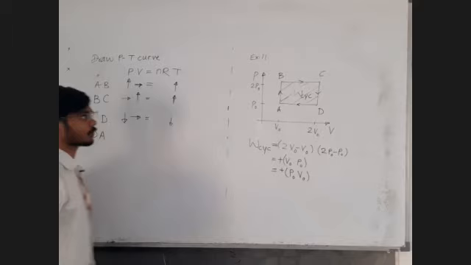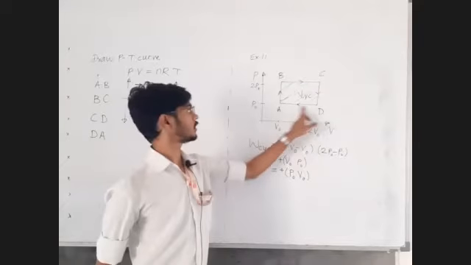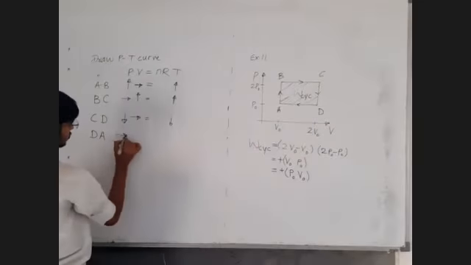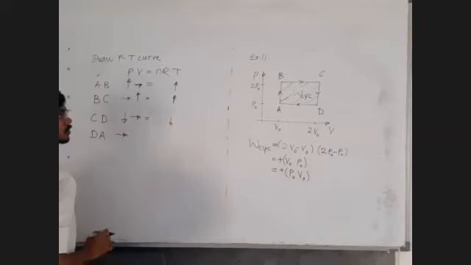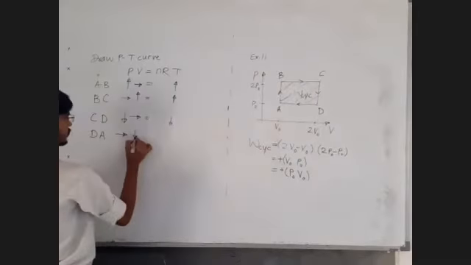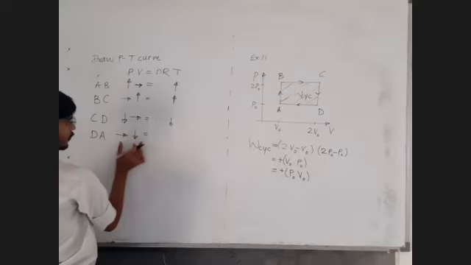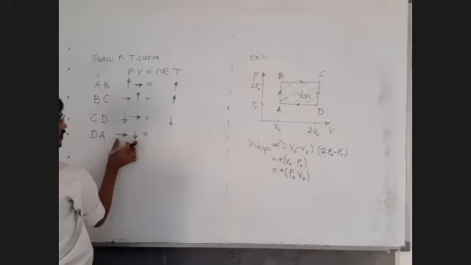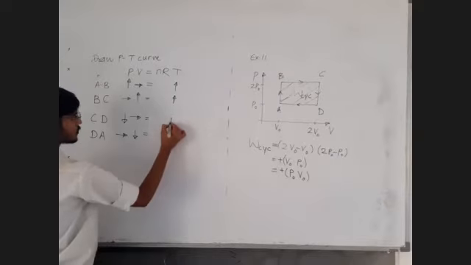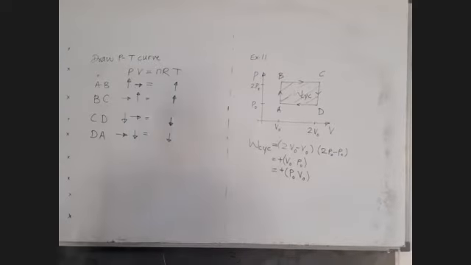D to A. Sir, in D to A, pressure is constant, and volume is decreasing. So the left hand side is ultimately decreasing, and the right hand side should also decrease.